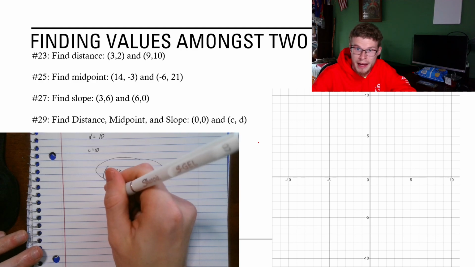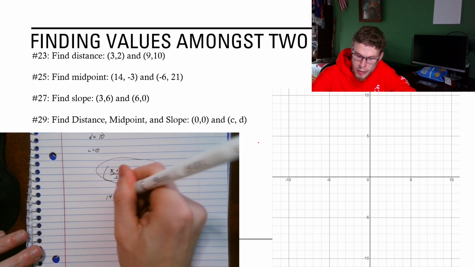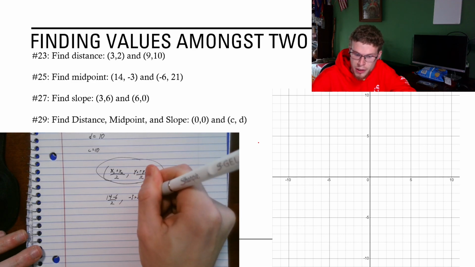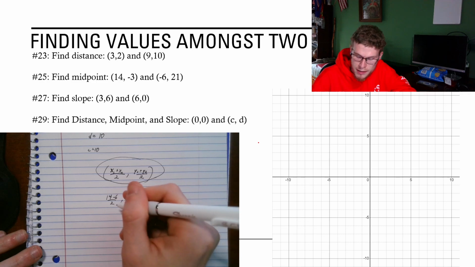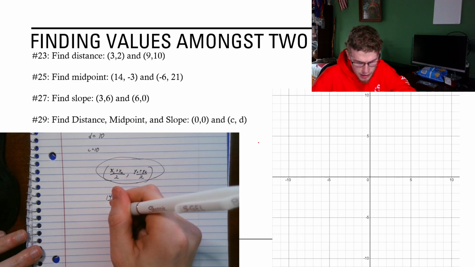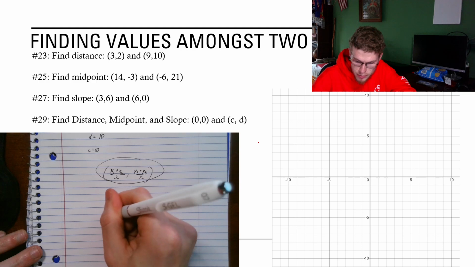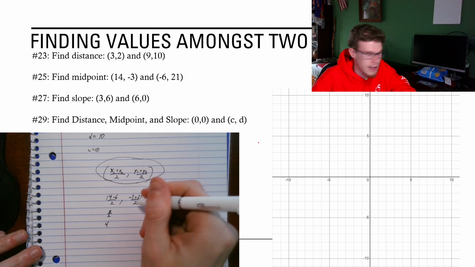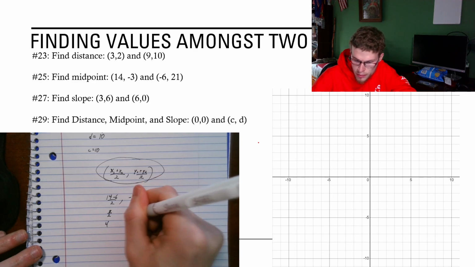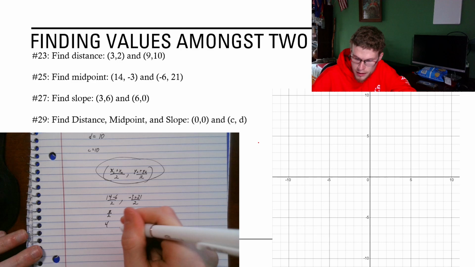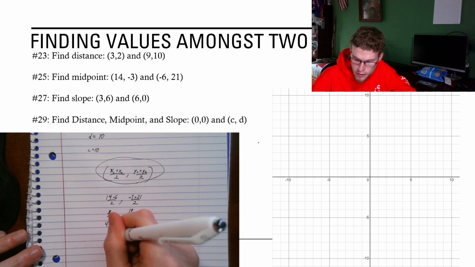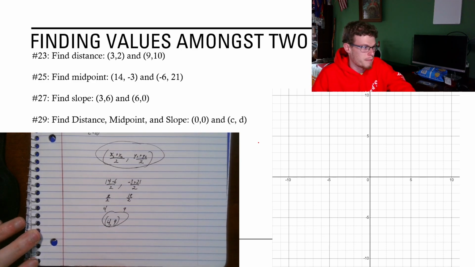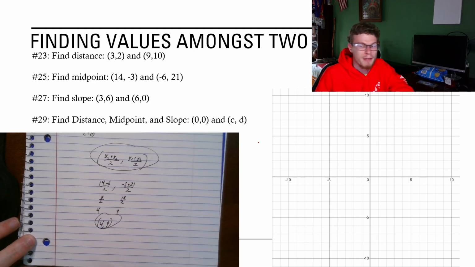So let's apply it, shall we? 14 minus 6 over 2, and then negative 3 plus 21 over 2. 14 minus 6 gives me 8, if I'm not mistaken. Yeah, I think it's 8. 8 over 2, which is 4. And then negative 3 plus 21 gives me 18 over 2, which is 9. So the value here is 4, 9, and that is how you express your answer as an ordered pair. All right, so that's the answer to number 25.